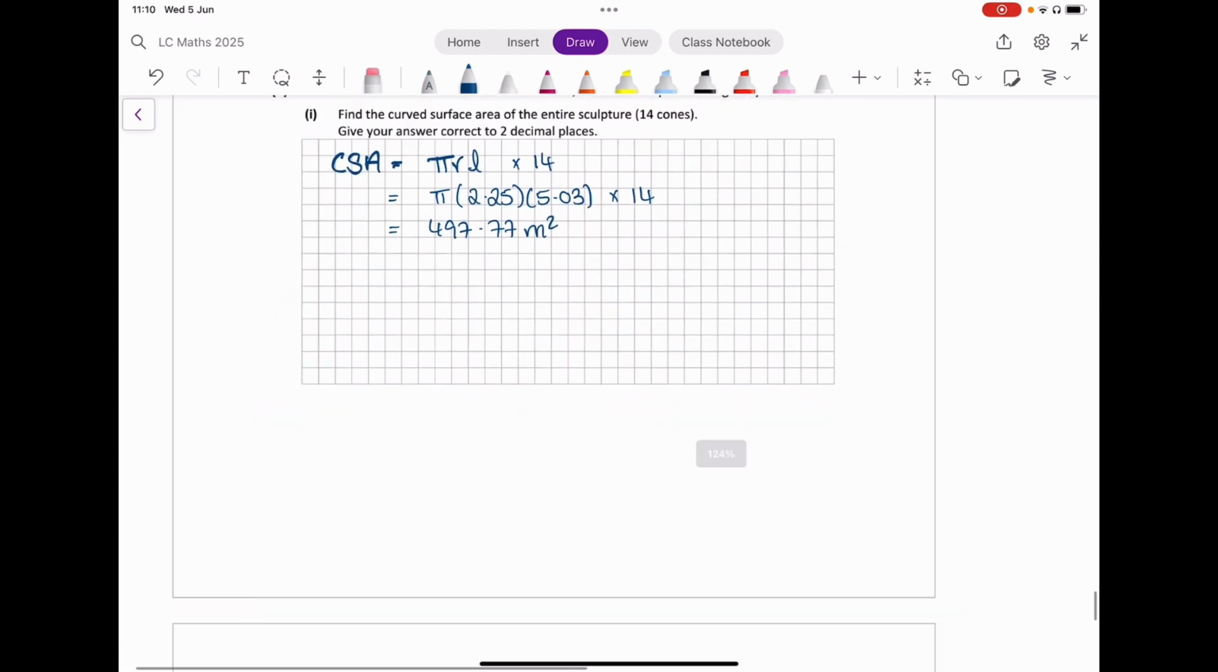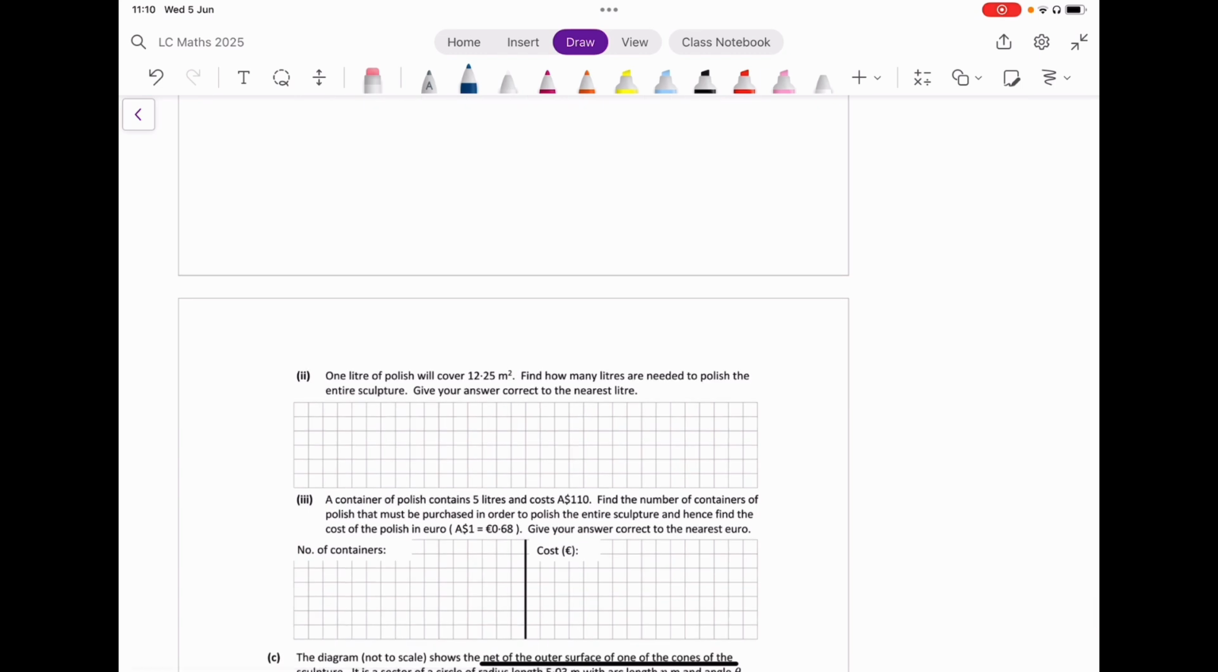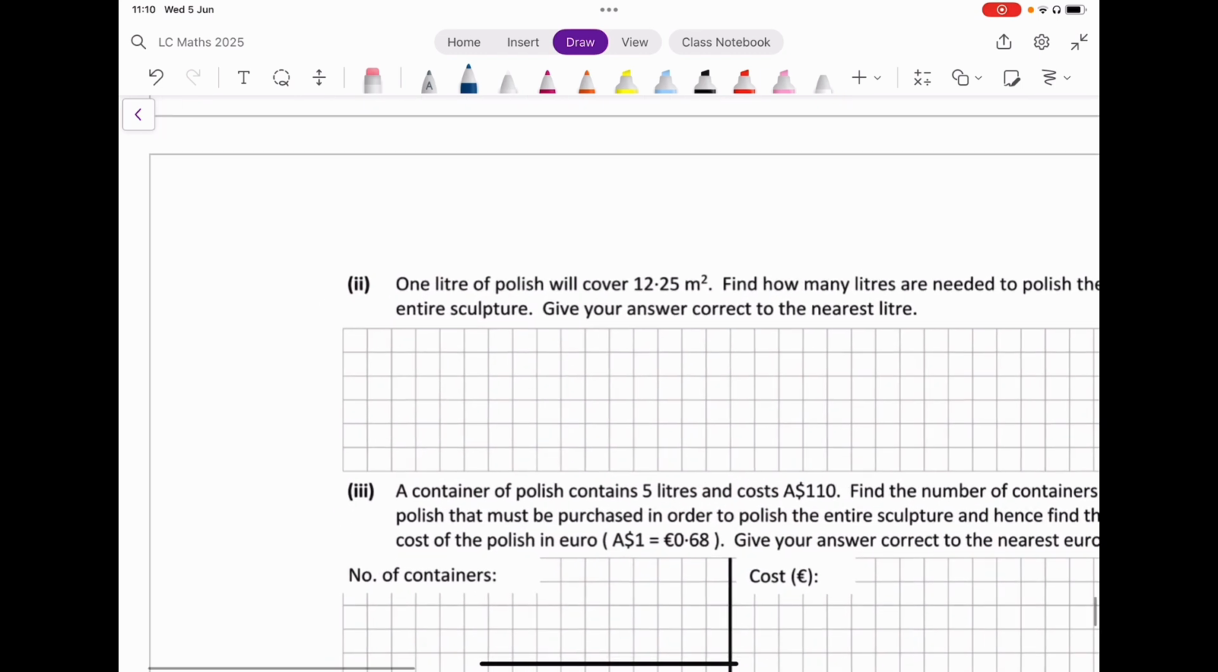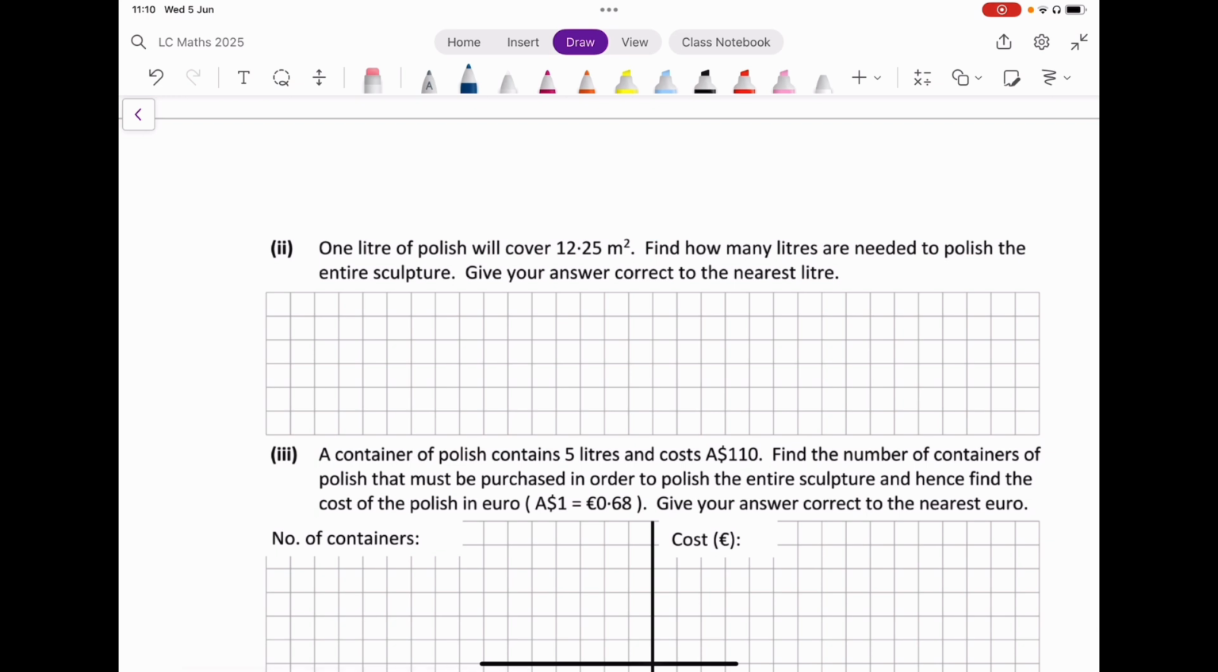The next question is saying 1 litre of polish will cover 12.25 meters squared. So let's have a look then. How many 12.25 meters do we have in 497.77? So we just divide that by that. And that gives me 40.6342, and it goes on. Okay. So how many litres are we going to need? Well, correct to the nearest litre, we're going to need 41 litres.